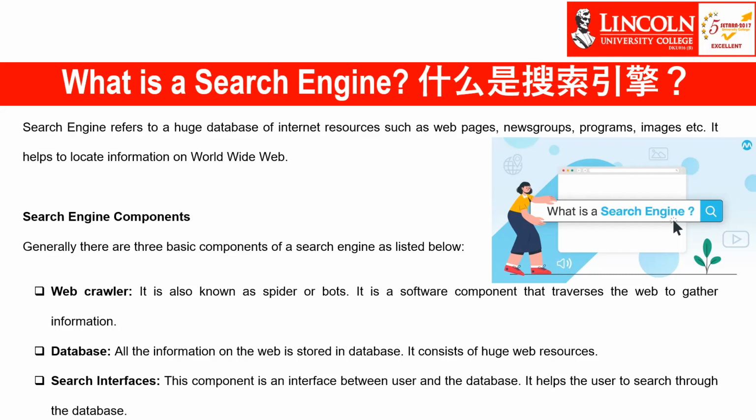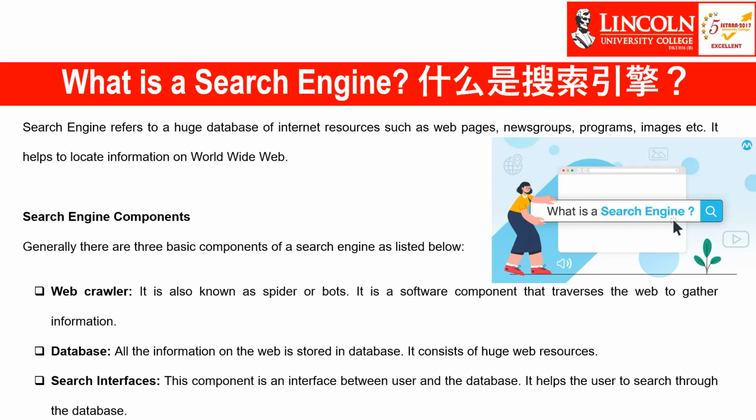A search engine refers to a huge database of internet resources, such as web pages, newsgroups, programs, and images. It helps to locate information on the World Wide Web. It does this with the help of three components. The first is the web crawler, which is known as a spider or bot. This web crawler traverses the web to gather whatever information we are searching for on the search engine.